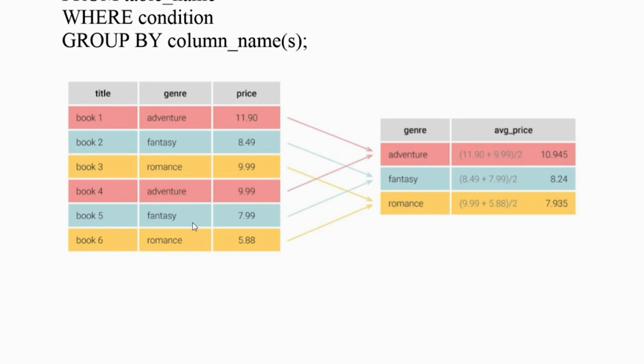While writing the query, you can specify on what column you want the group to be made. So if you specify the column as genre, then it will group by based on genre. So you see it has grouped by based on adventure, fantasy, and romance, and it has calculated the average price. Okay. If you see for adventure, you have two values, 11.9, 9.99. So it has calculated the average. Similar to average, you can also apply more aggregate functions like sum, max, min, count, etc. We will look at those in detail.